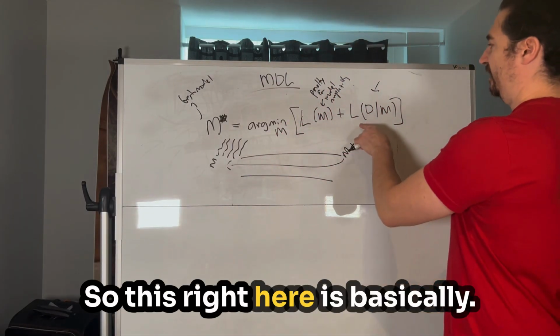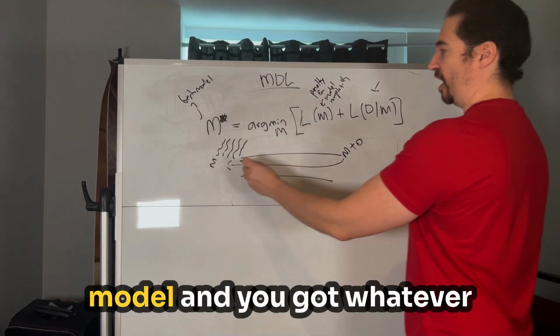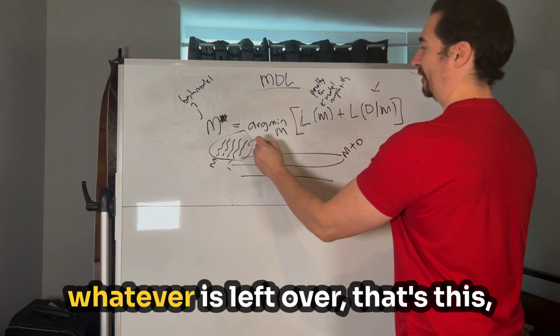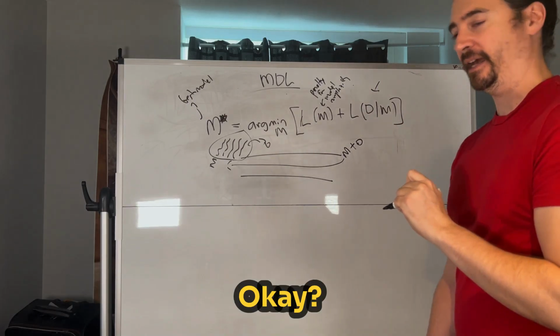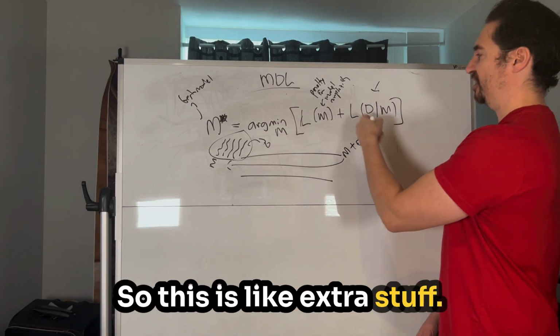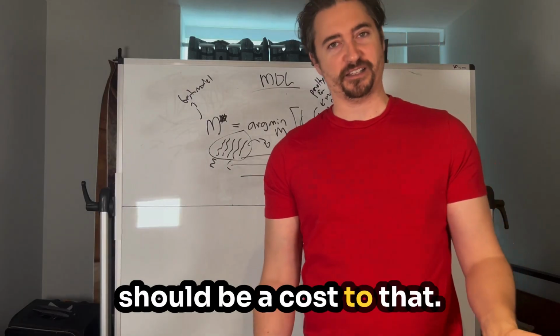So this right here is basically, once you've applied the model and you got whatever message you can out of it, whatever is left over, that's this. That's the data given the model, okay? So this is like extra stuff. And if you have too much of that extra stuff, there should be a cost to that.